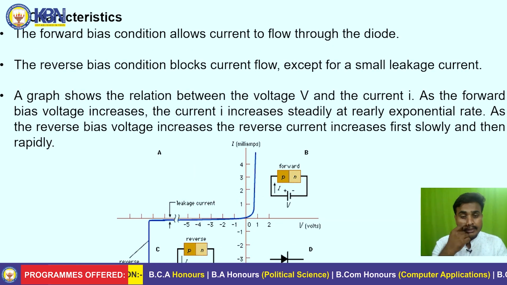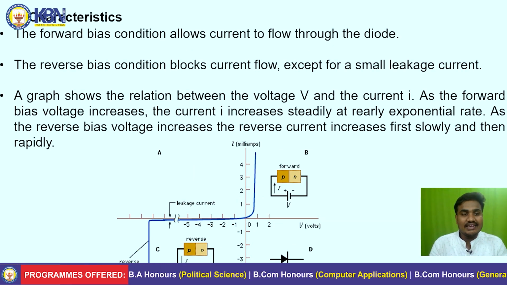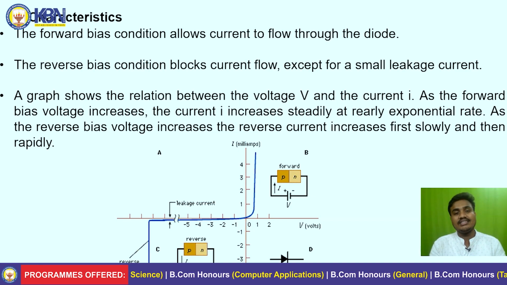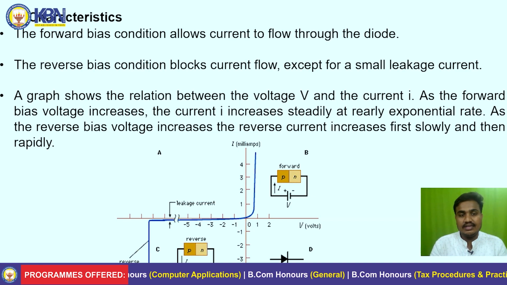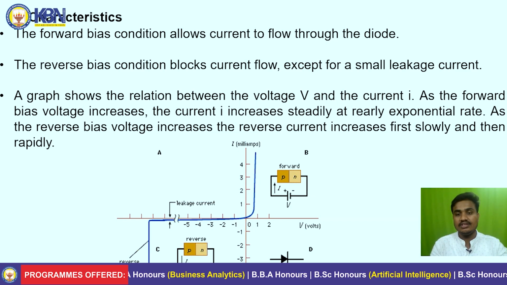Now coming to the current and voltage characteristics. You know that the forward bias condition allows the current to flow through the diode, whereas in the reverse bias condition, no current flows except for a small leakage current. It will only exist as a small leakage current.